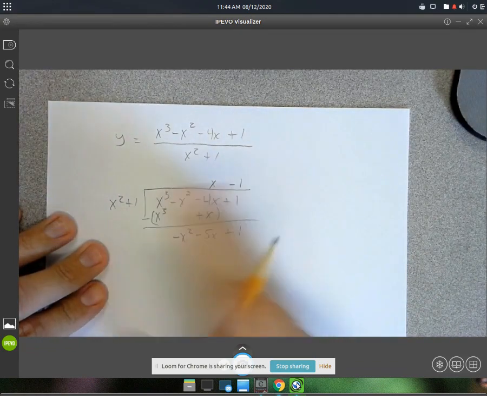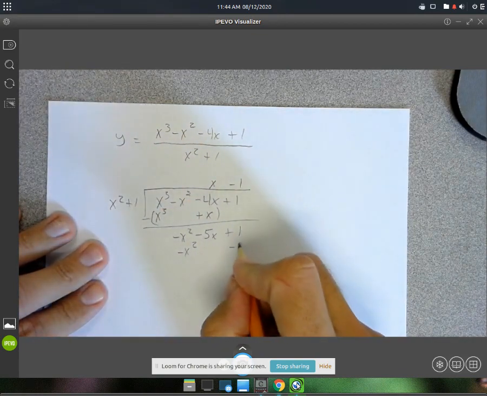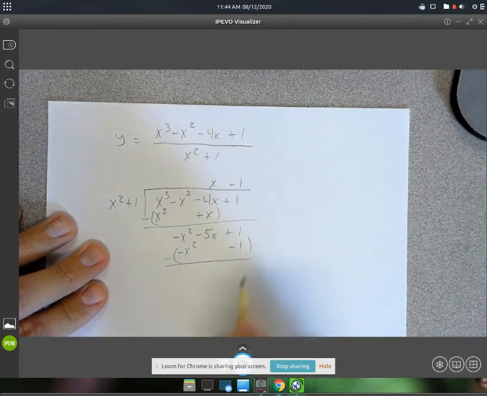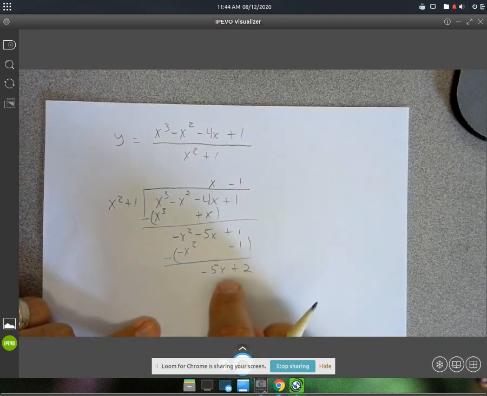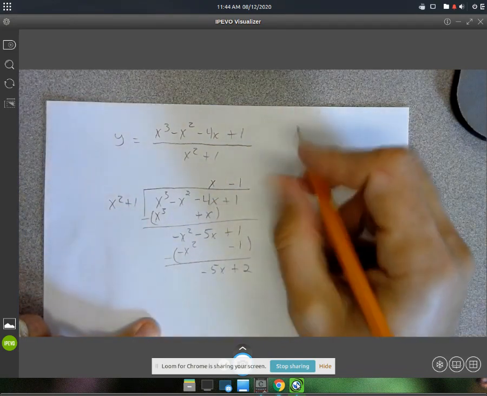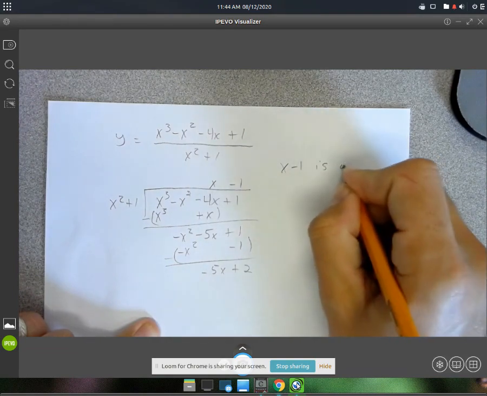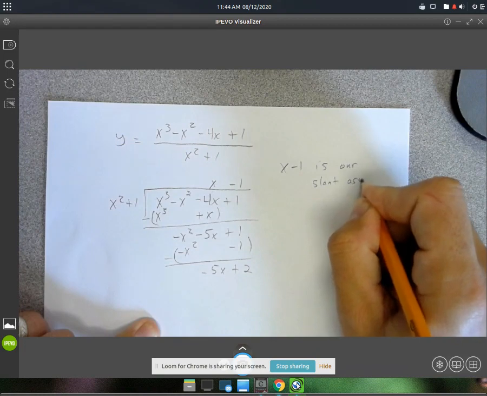So negative 1 times x squared is negative x squared. Negative 1 times 1 is negative 1. Subtract, and you'll get negative 5x. 1 minus negative 1 is a 2. So this is going to be our remainder. And the reason we know this is our remainder and we can stop is because the degree here is lower than the degree of our divisor. All right. So this x minus 1 is our slant or oblique asymptote.